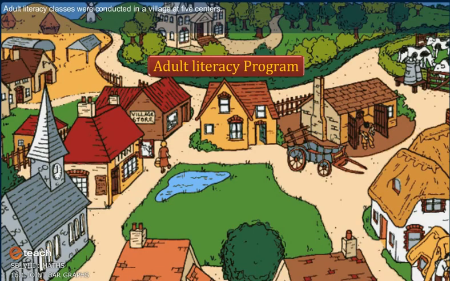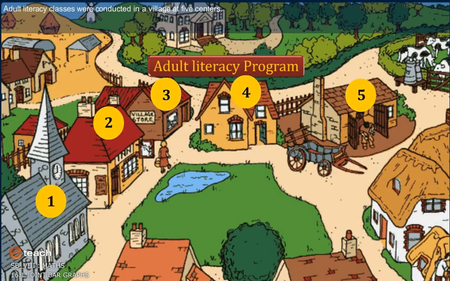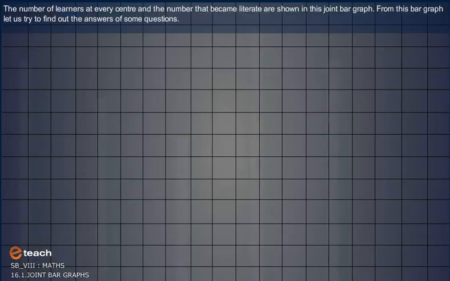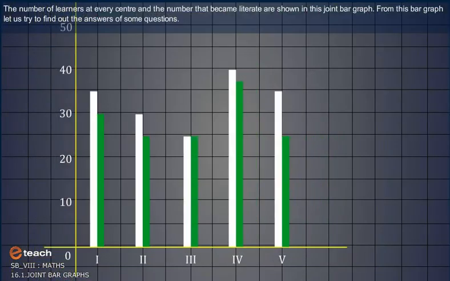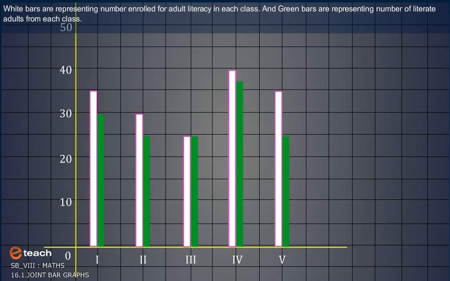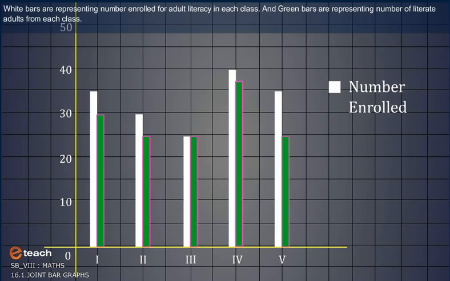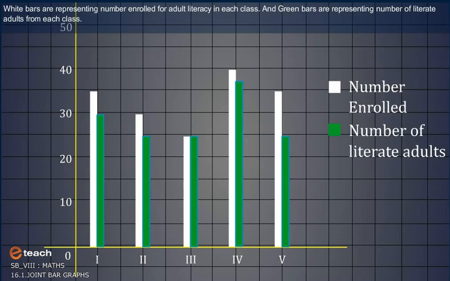Adult literacy classes were conducted in a village at 5 centers. The number of learners at every center and the number that became literate are shown in this joint bar graph. From this bar graph, let us try to find out the answers to some questions. White bars are representing number enrolled for adult literacy in each class, and green bars are representing number of literate adults from each class.